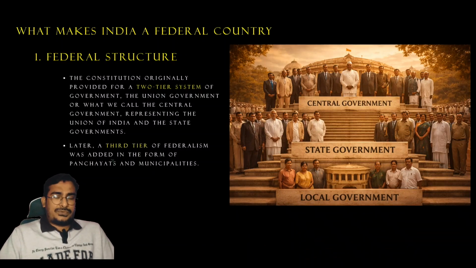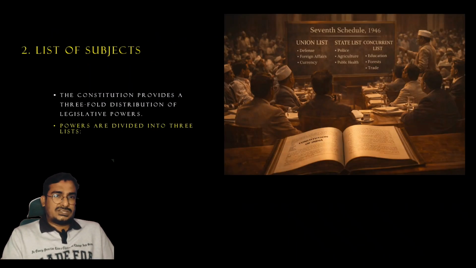Then we also have a list of subjects. We have all the powers divided into three lists, which are the union list, state list, and concurrent list of subjects.